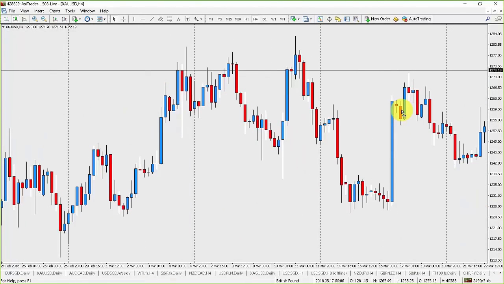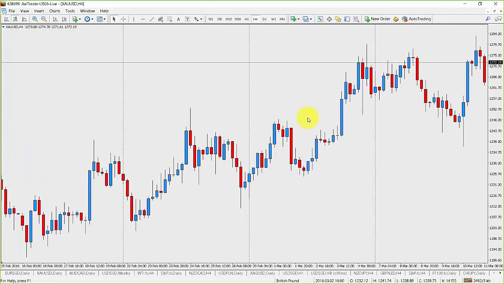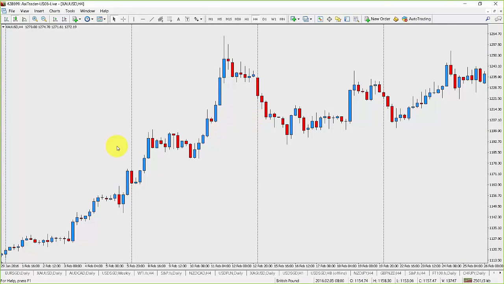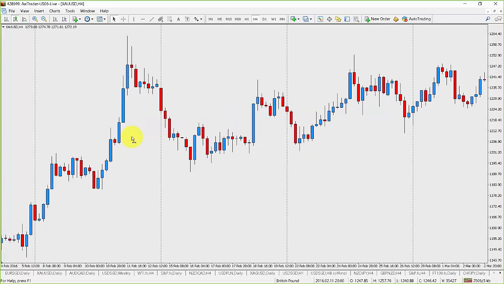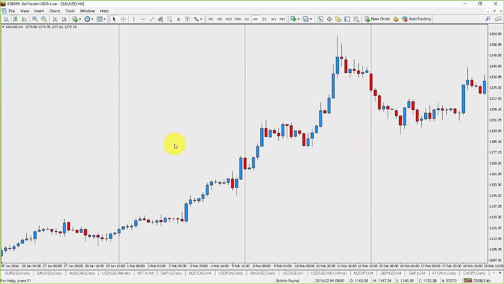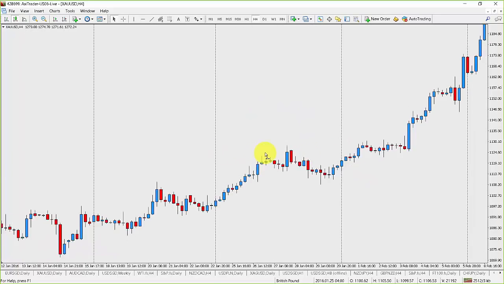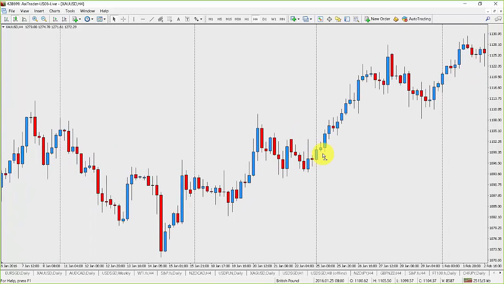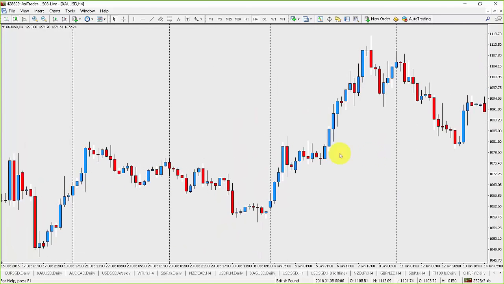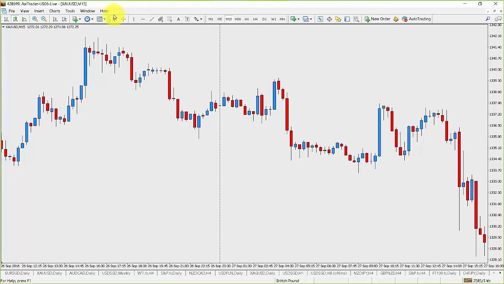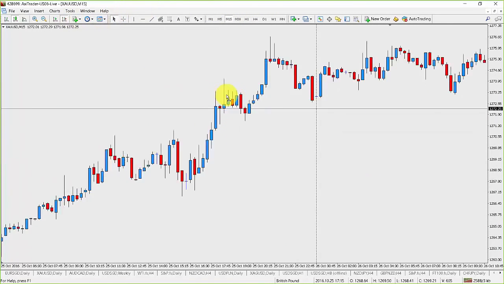There are quite a few, but I want a really clean example for you guys so that it's easy to see. You know what? Maybe we should just go lower. Just go to a lower time frame. That might even be easier.